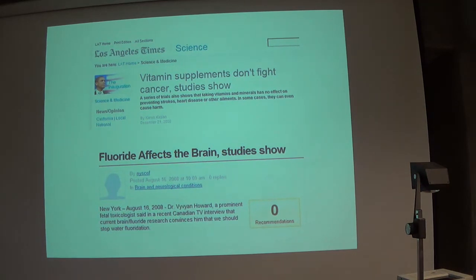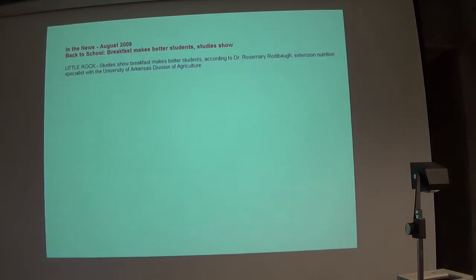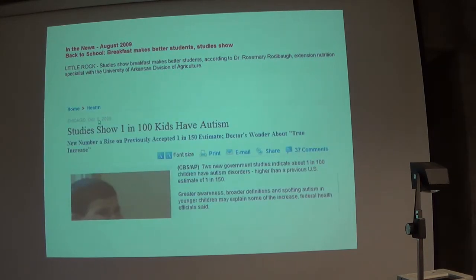So anyway, I'm thinking percentages. Fluoride affects the brain, studies show. Breakfast makes better students, studies show. Studies show 1 in 100 kids have autism. We've talked about this one before. It's up from the previously accepted 1 in 150 estimate.